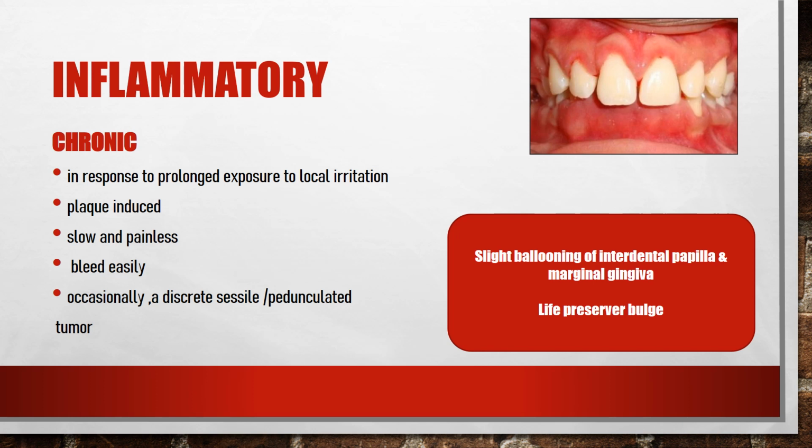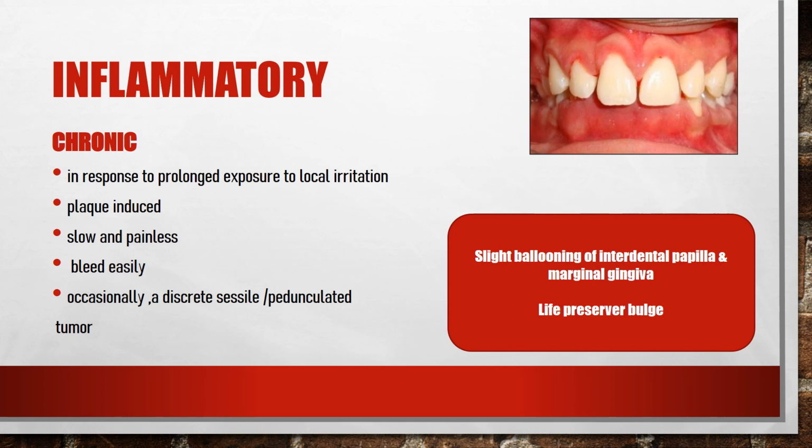Now we are moving on to the details of each inflammatory gingival enlargement. First we are going to discuss the chronic one. As the name indicates, it is a response to prolonged exposure to local irritation, mostly plaque induced. It is slow and painless and bleeds easily. Occasionally it can be seen as a discrete sessile or pedunculated tumor.